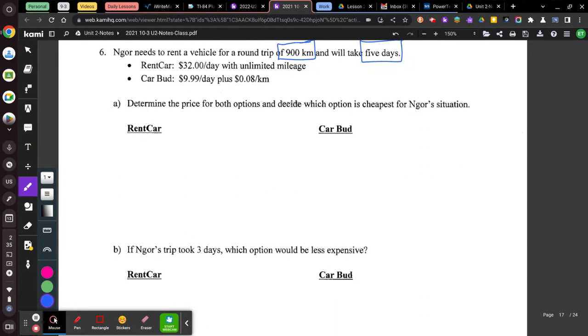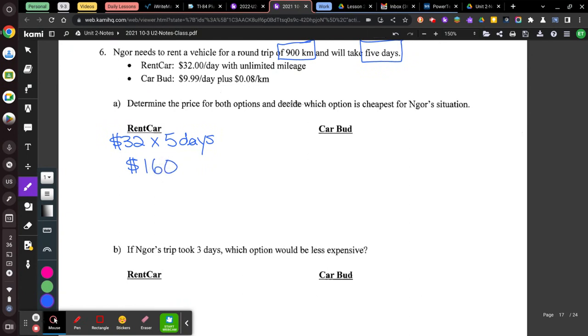So Rent a Car, we are going for 5 days. So we have $32 times 5 days. On this one, we don't have to worry about our mileage. Okay, mileage is your kilometers. You don't have to worry about paying for that. They're giving it to you free. So that means we're only paying $160 to rent the car for 5 days.